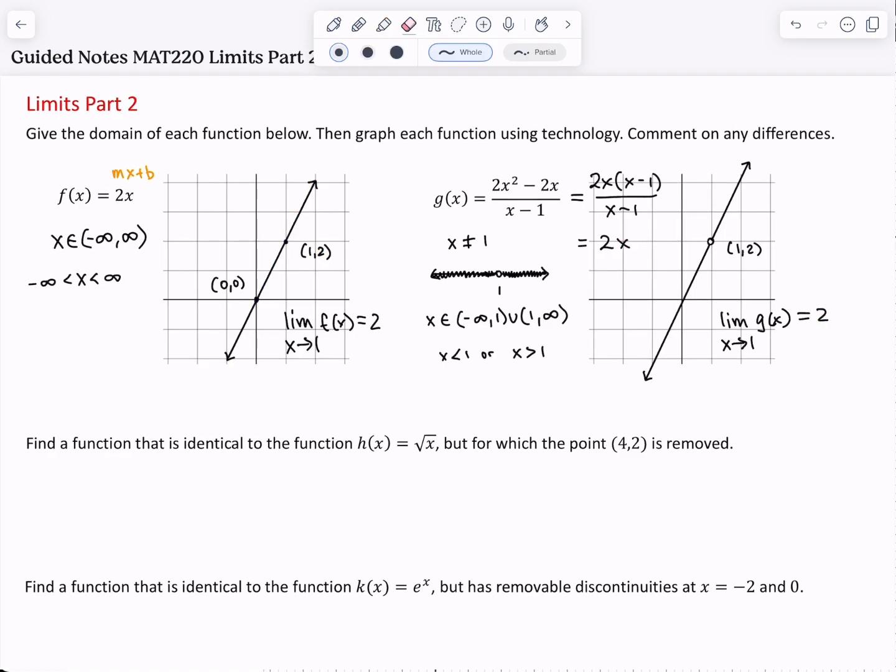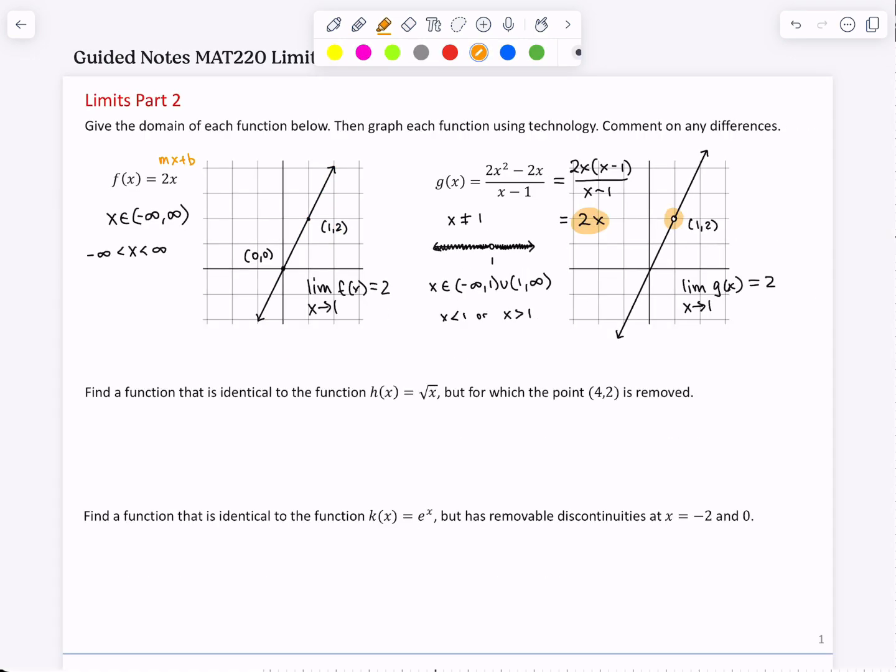Now consider doing this backwards. Let's say I want to have a graph of y equals 2x, but I want to remove the point (1, 2). I simply have to multiply 2x by x minus 1, and then divide also by x minus 1. That will have the effect of removing the point from the graph y equals 2x corresponding to x equals 1.